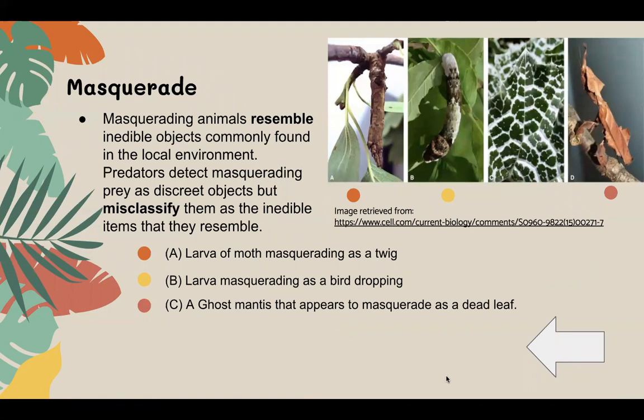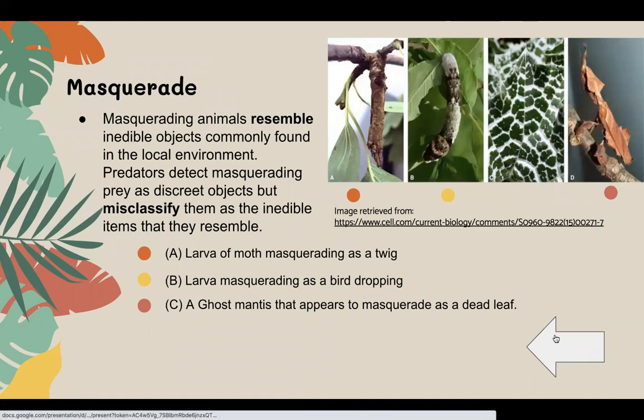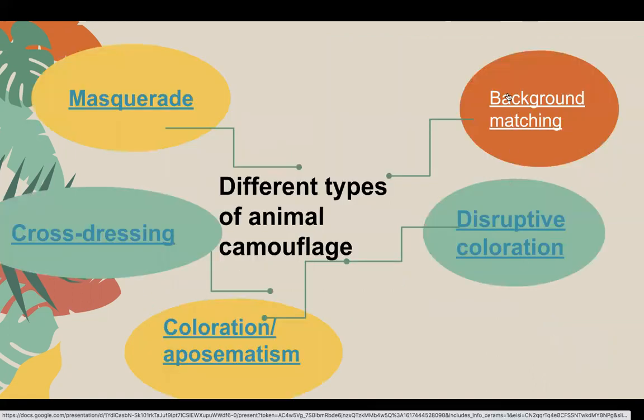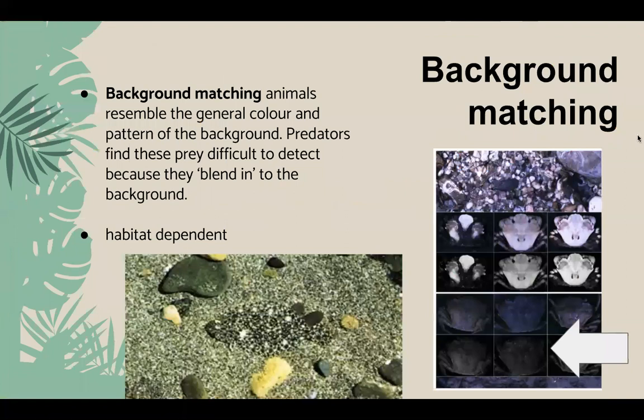This is how animals resemble the inedible objects that can be commonly found in a local environment, so that the predators may misclassify them as the items they resemble. The pictures above show how larvae masquerade as twigs of trees and bird droppings, while a ghost mantis resembles a dead leaf.